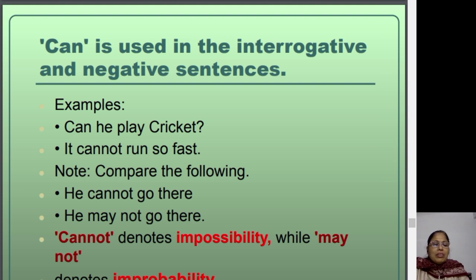Let us compare the following. He cannot go there. He may not go there. Let us see what is the difference between the two. Cannot denotes impossibility, while may not denotes unlikelihood or improbability. It is not impossible, but it is difficult that it might become possible.